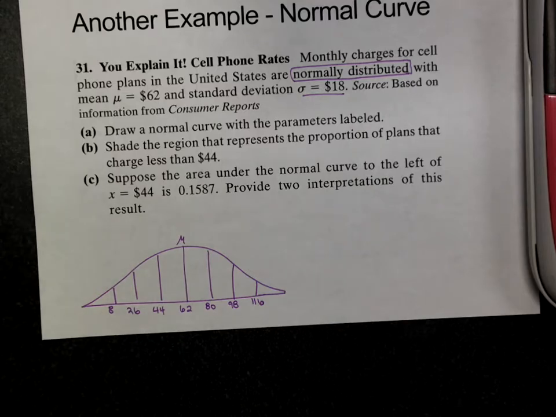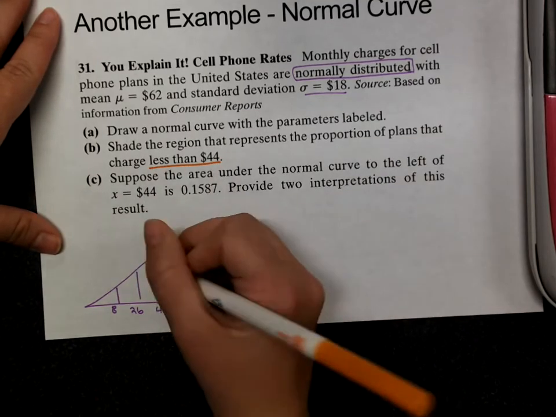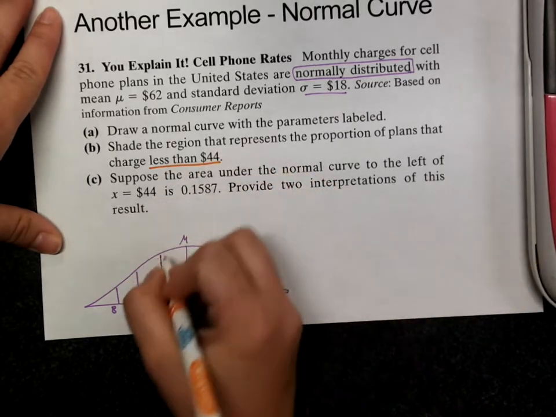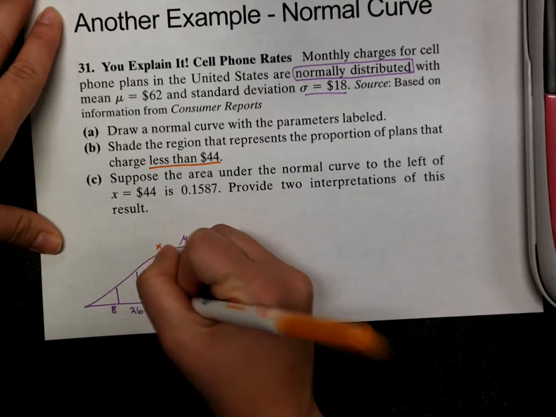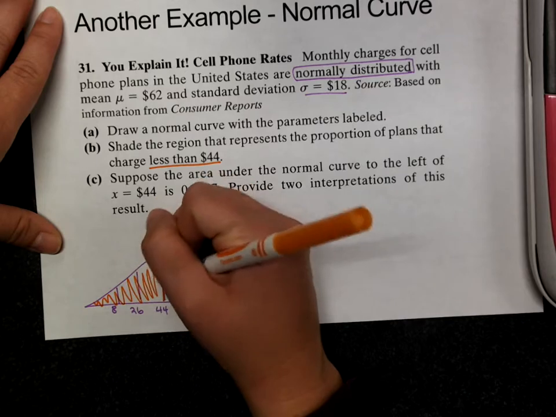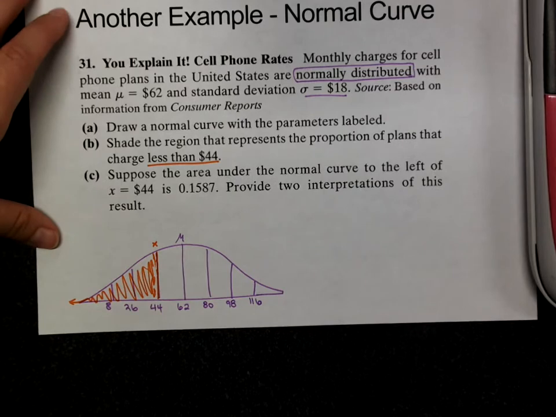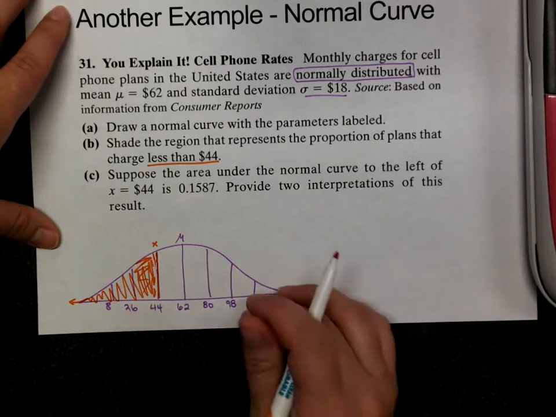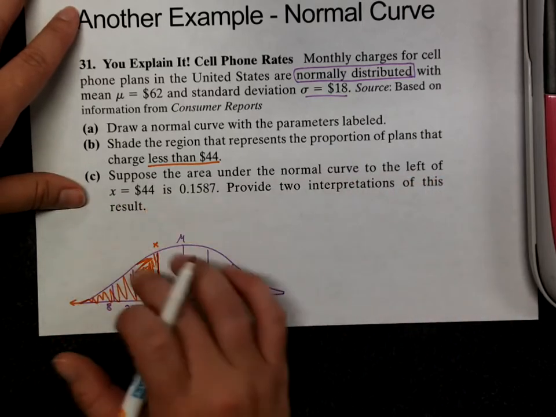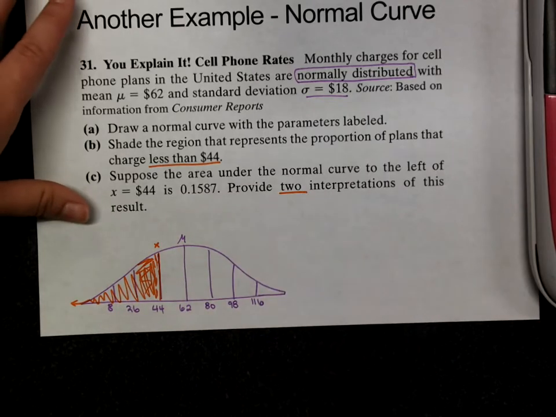So shade the region that represents the proportion of plans that charge less than $44. This time 44 happens to be one of our standard deviations. It doesn't really matter. So this is what I call the target value X. And it says less than 44, so we're going to shade everything that's less than 44. Keep in mind this continues on forever, getting smaller. So it says, suppose that the area under the curve to the left of 44, which is the region we just shaded, someone figured out that it's 0.1587. Provide 2 interpretations of this result.